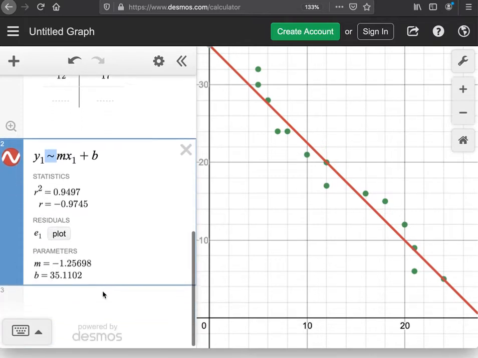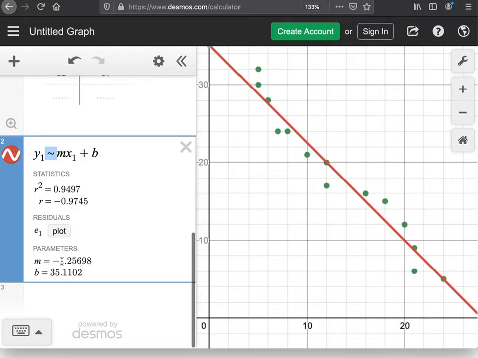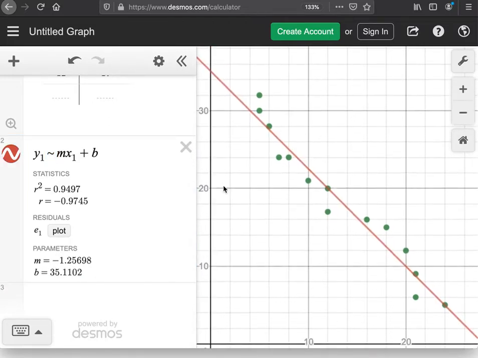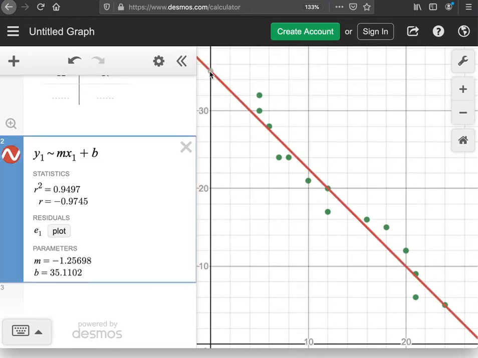And if I scroll up a little bit, I get an m value of minus 1.25698, and I have a b value of 35.1. So if I just look at my graph here, this point would be 35.1 as my y-intercept, and my slope is a negative 1.25.